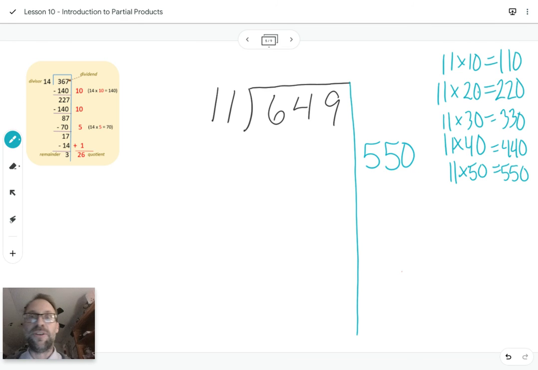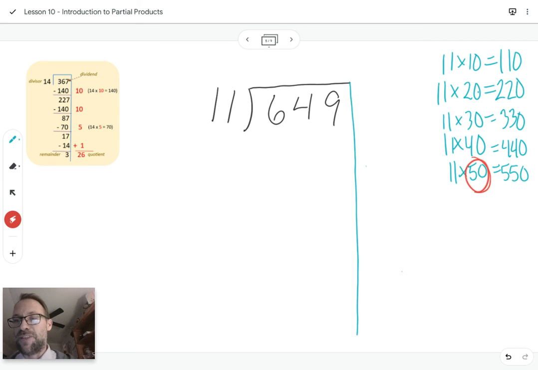Oh, no. Sorry. Ignore me for the next 10 seconds. Of course not, I'm going with 50 groups of 11. 550 is the product. It's the value of 50 groups of 11. Boy, I'm tired. Sorry. So I'm going to write 50 groups of 11 here.